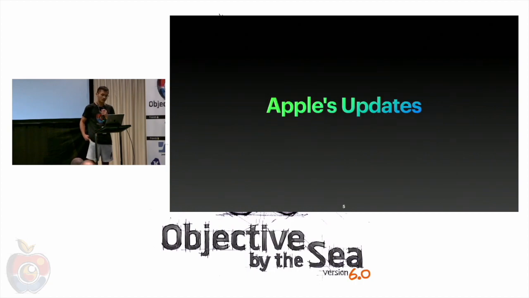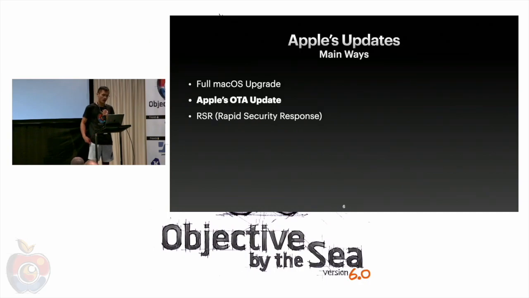Well, let's go through the basics of Apple update. As far as I know, there are now 3 main ways for Apple to update macOS. The first method is completely upgrade the system. The second is the OTA update, which I will discuss in more detail today. And the third is called RSR.